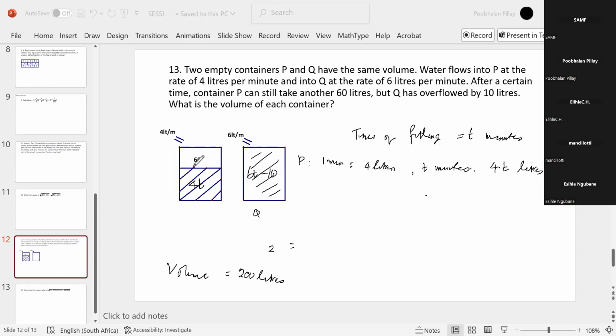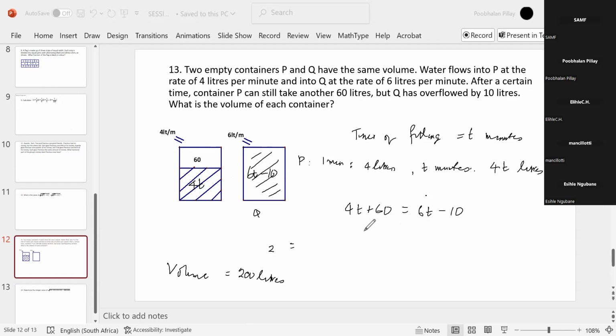All right. So the actual volume, now we have an equation because we know the volume of this is 4t plus 60. Because now you can add these two. And here you got 6t minus 10. These two volumes are the same. Right? Now you got one equation with one unknown.